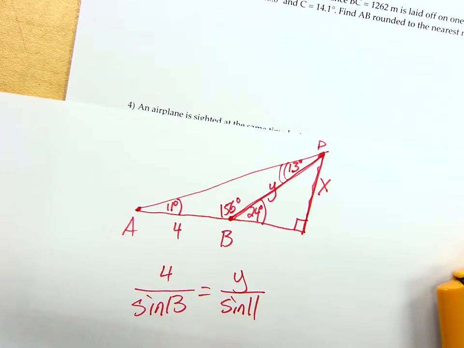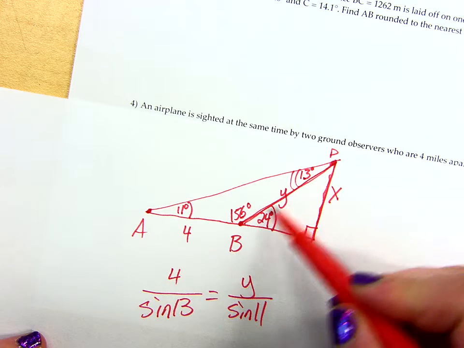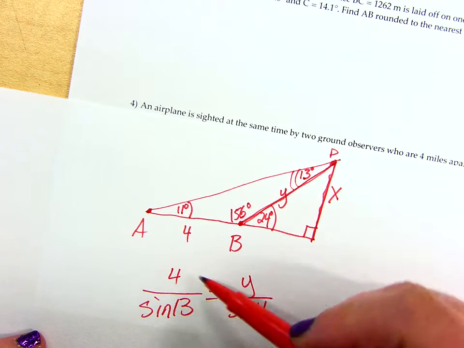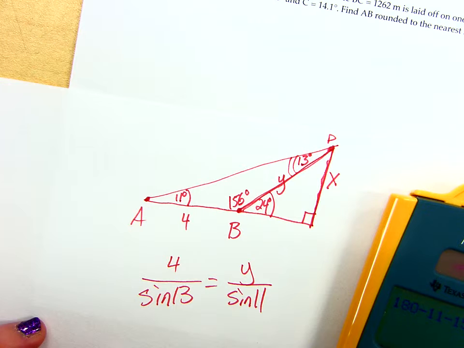So we are going over the take-home quiz. This is number 4. And we just said that if we could solve for y, we would be able to get x. So we're using law of sines to do that. So now I have all this stuff. What mode should I be in? Degrees, of course. So 4 times sine 11 divided by sine of 13.